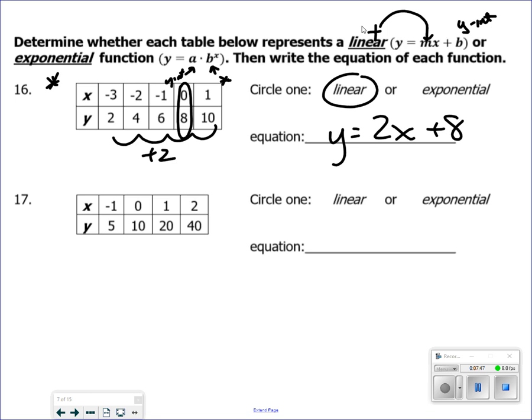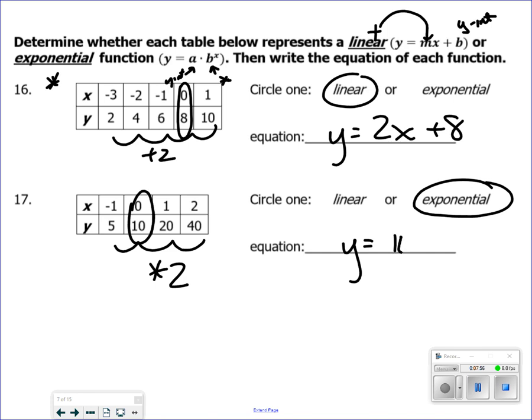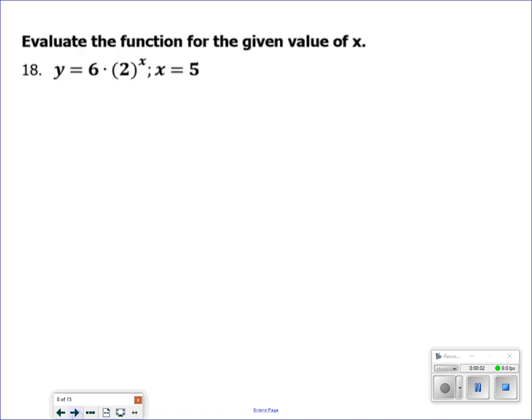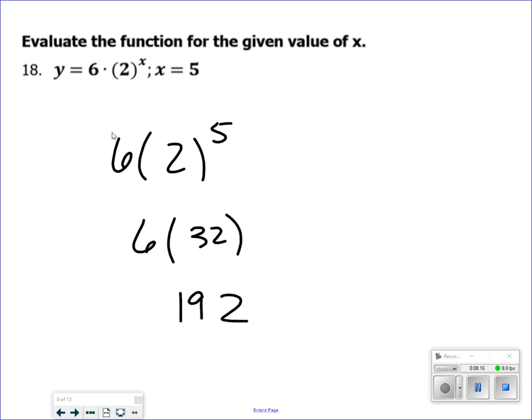Next one. Again, decide if it's linear or exponential. This one times by 2. So that's exponential. Y equals. Again, we're looking for the y-intercept. 10 times 2 raised to the x. Evaluate. Again, anytime they're asking you to evaluate, they are asking you to put the number in and use a calculator to calculate. 2 to the 5th power is 32, and so 6 times 32 is 192.